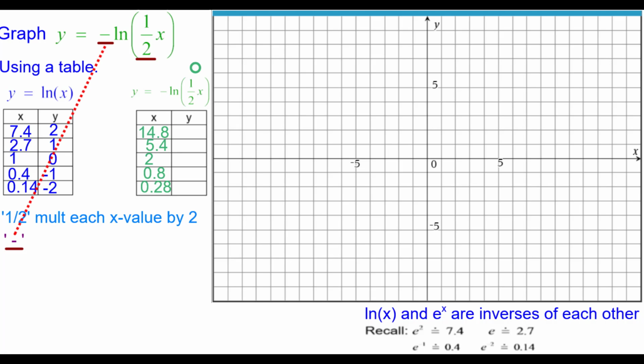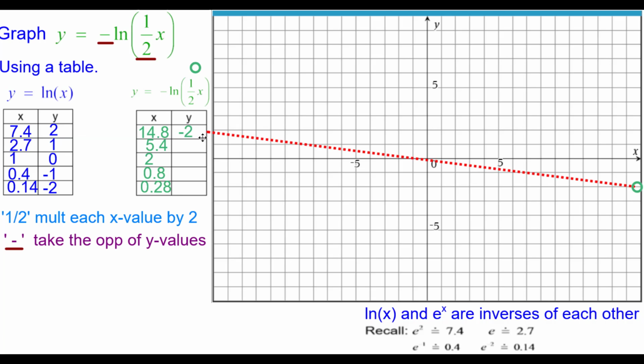The other parameter is the opposite sign, which takes the opposite of y values. So when we take 2 and take the opposite, it becomes negative 2. And then we go ahead and plot 14.8 comma negative 2. We're going to ask you to finish these 4 values, plot the points, draw the graph. Resume when you're ready.